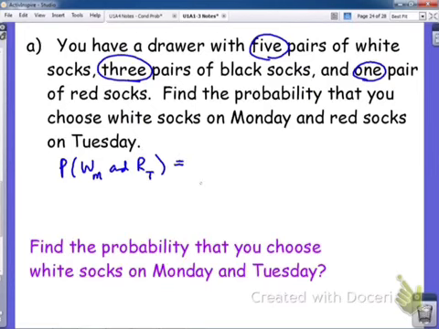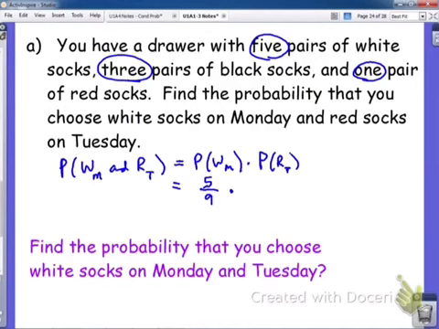So that's going to be the probability of selecting white socks on Monday times the probability of selecting red socks on Tuesday. What is the probability of selecting white socks on Monday? Let me hear from Damien. 5 over a total of how many pairs? 9 pairs of socks. We're going to multiply that times the probability of selecting a red sock on Tuesday.